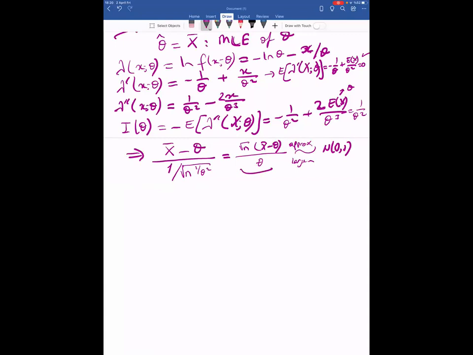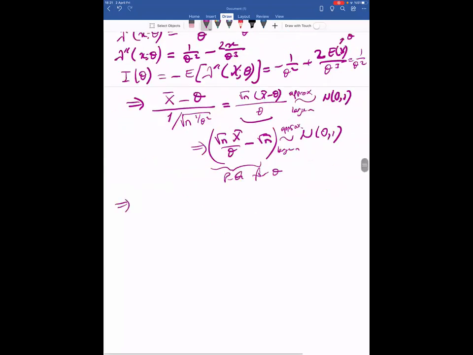It seems like we have theta in both the numerator and denominator, but after some little cancellations, what we will have is square root of n times x bar over theta minus 1. Basically, we have just one theta term, and this will be approximately a normally distributed random variable for large n. Okay, so this will be our pivotal quantity for theta.